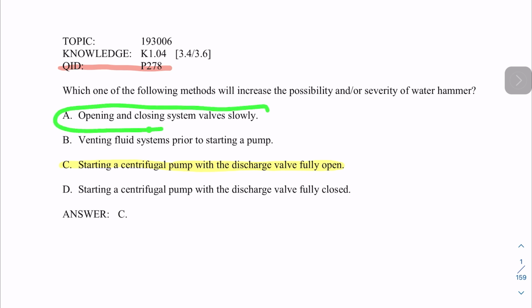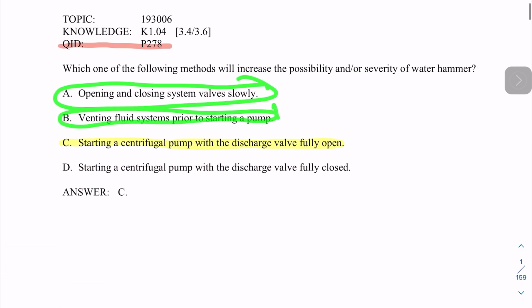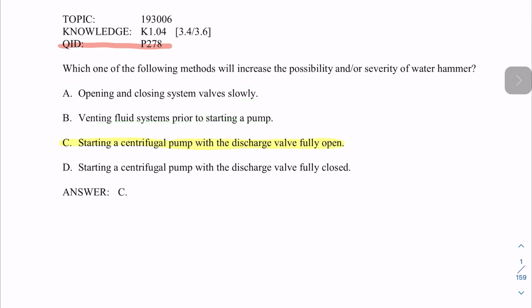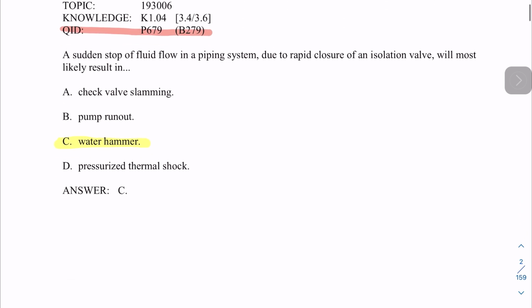We know that this one will decrease it, venting the fluid. We just answered this question about venting the system prior to starting a CP pump. So we know these ones are going to decrease the possibility, and this one will increase the possibility or severity of water hammer.